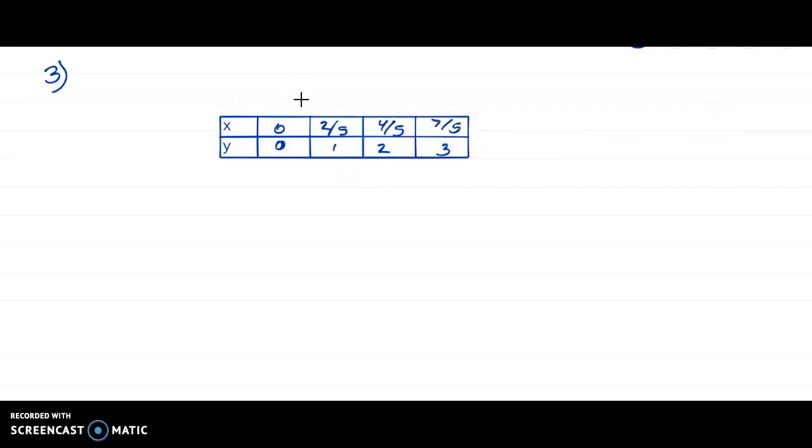Okay, in this table, problem number 3, we moved from 0 to 2/5, so we added 2/5. Then we moved from 2/5 to 4/5, so we added 2/5 again. And then 4/5 to 7/5 is 3/5. So I can stop right here. I know this is not proportional because they did not increase by the same amount. So this is not proportional.